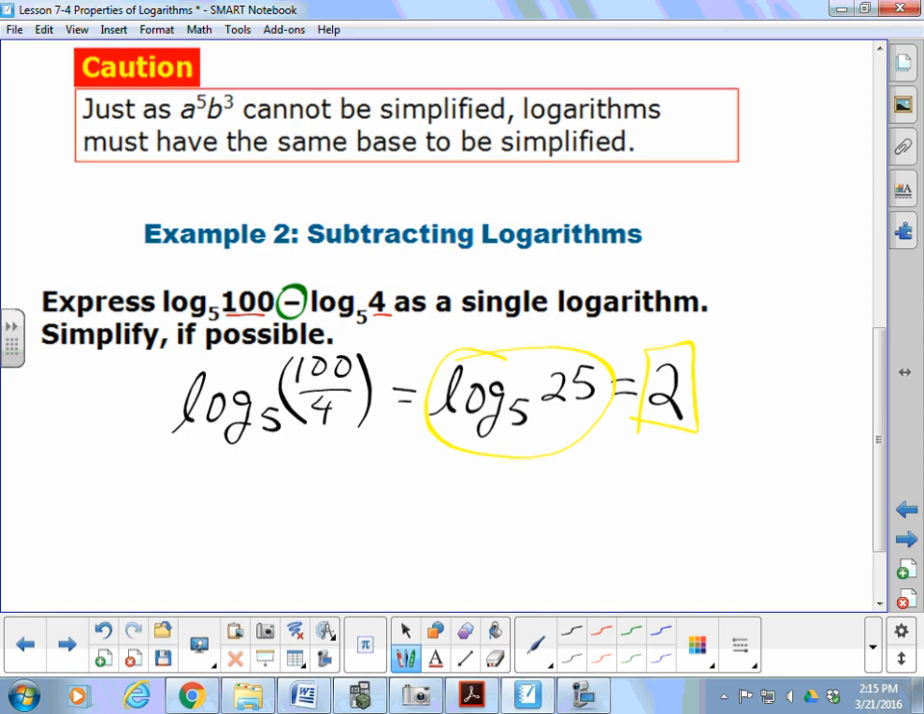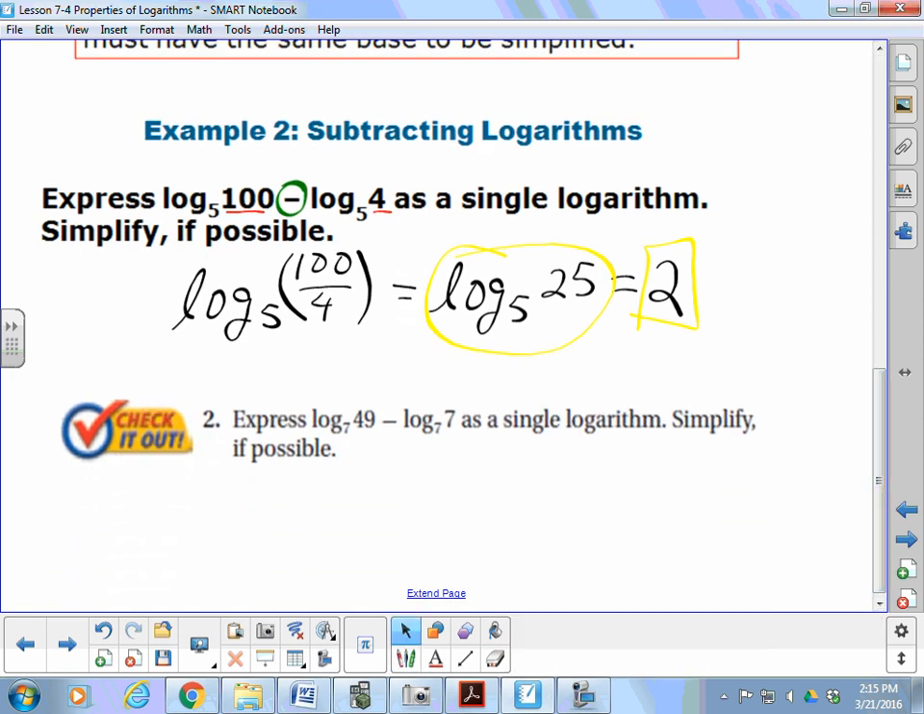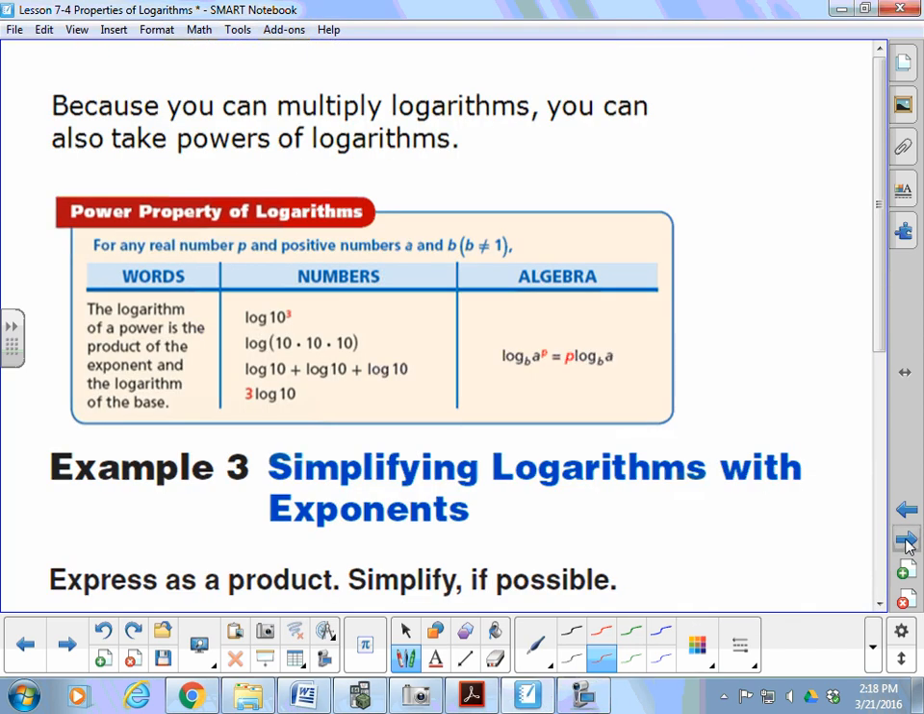So the biggest thing is making sure you don't mix these properties up. So how about this one? Right. Next rule is the power property. And the power property says that if we have an exponent, we can take that exponent and move it to the front. We can take that exponent and actually take it to the front and make things easier for us.